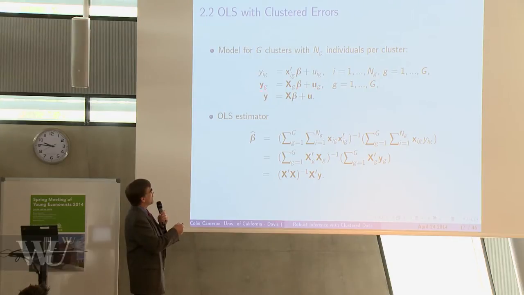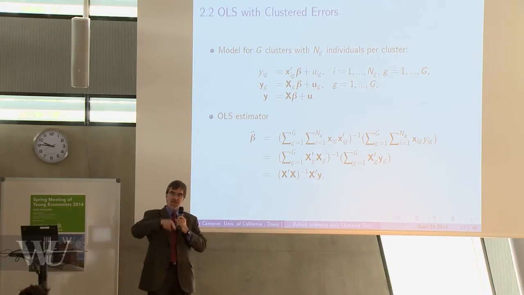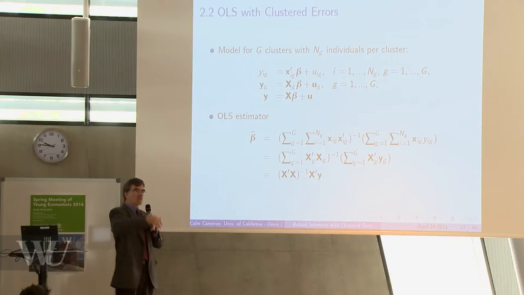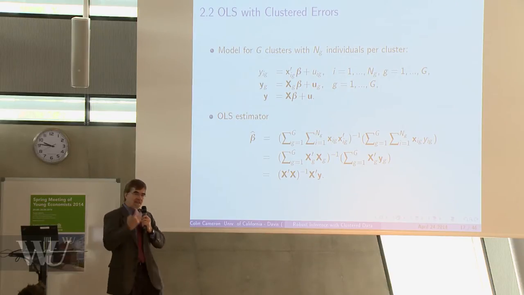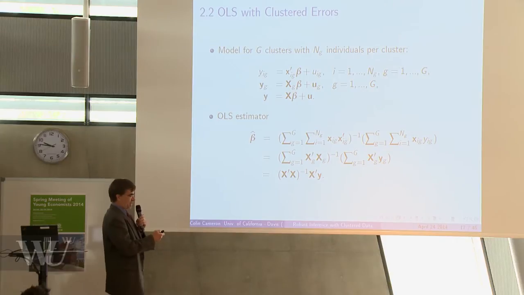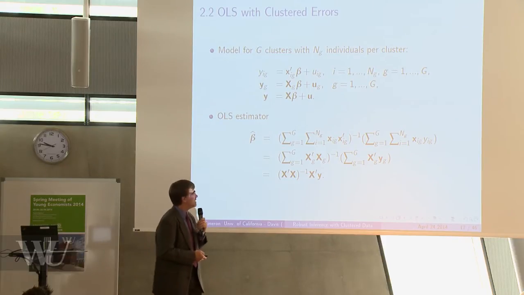Okay, so this is a vector whose dimension is the number of individuals in group G. Then we'll stack over groups and we've got the usual y equals X beta plus u. The estimator can be written in three ways, right? X transpose X inverse, X transpose Y, we're familiar with that. If I then break it out into groups, it's this, or individual level this. So we can write it one of these three ways.